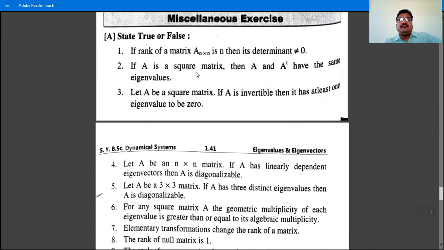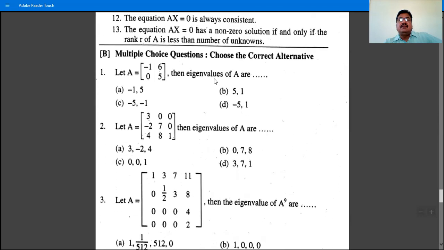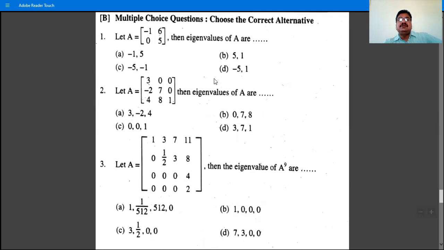So true false questions, multiple choice questions. So this is the matrix, then eigenvalues of A are what? These are the given choices. So find the eigenvalues. This is an upper triangular matrix, because this is the diagonal of the matrix, and below the diagonal all elements are 0. Only one element there is, and it is 0.